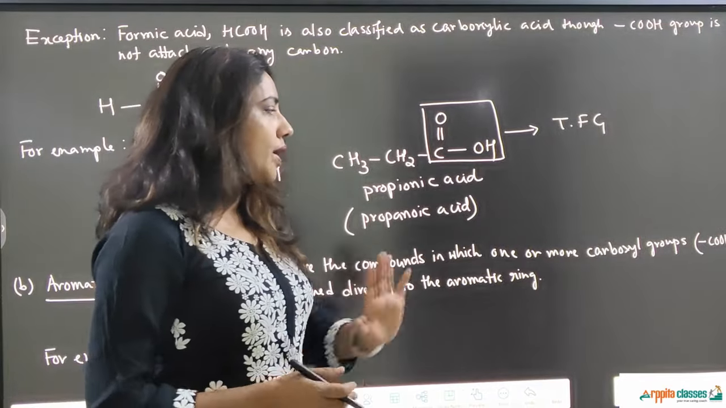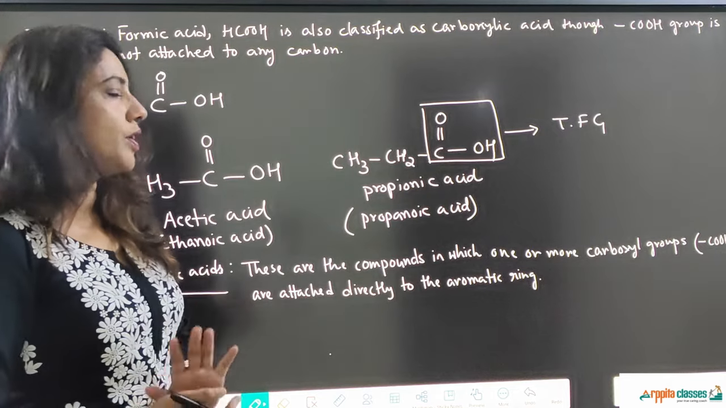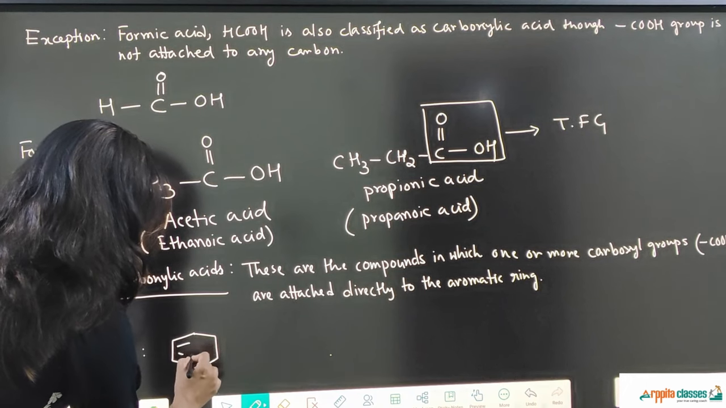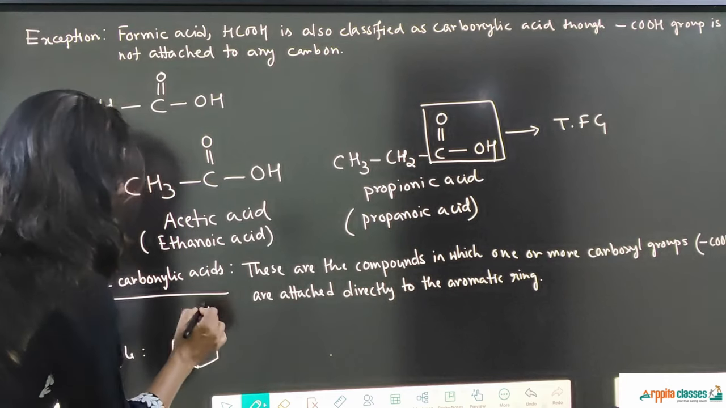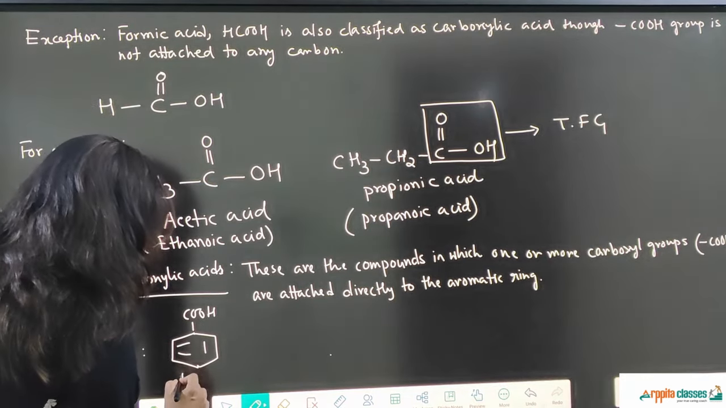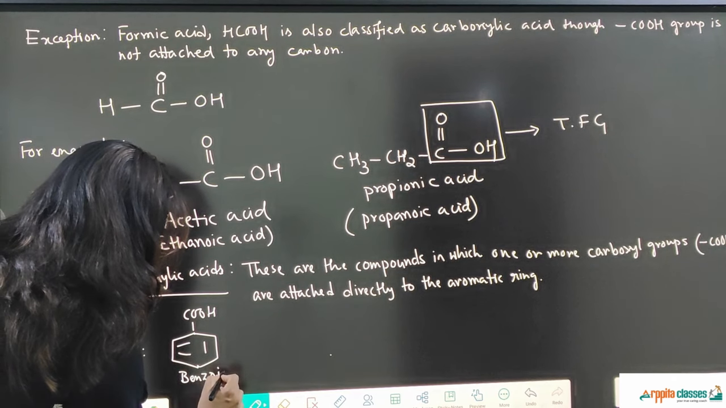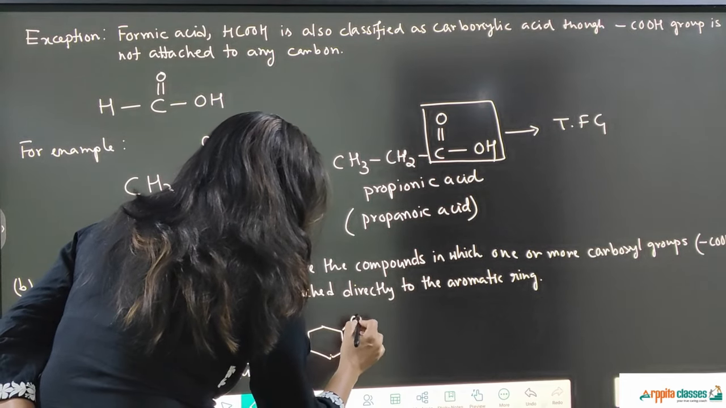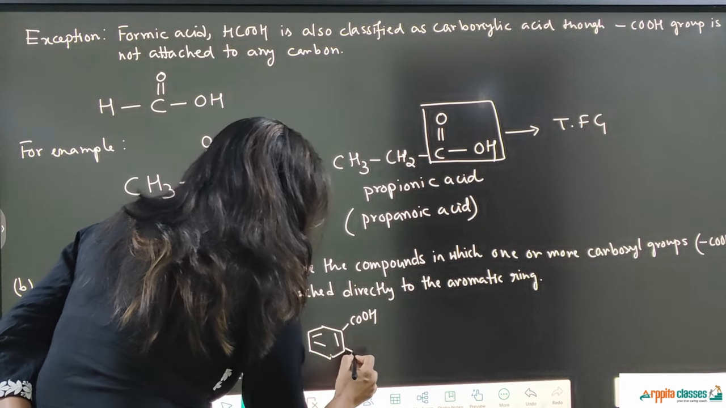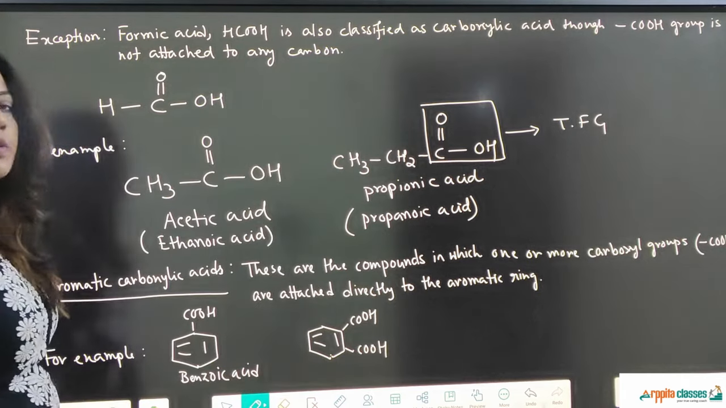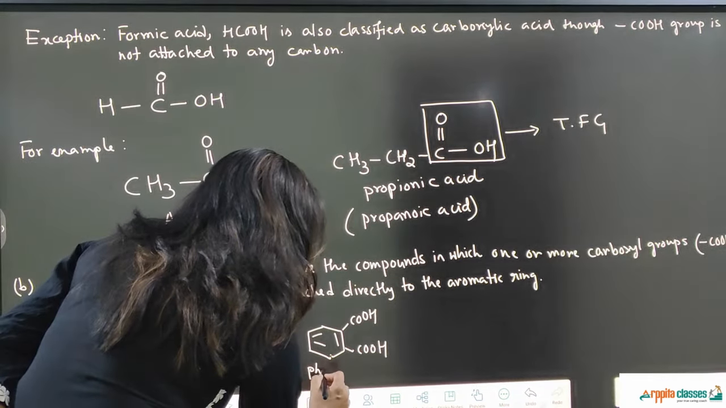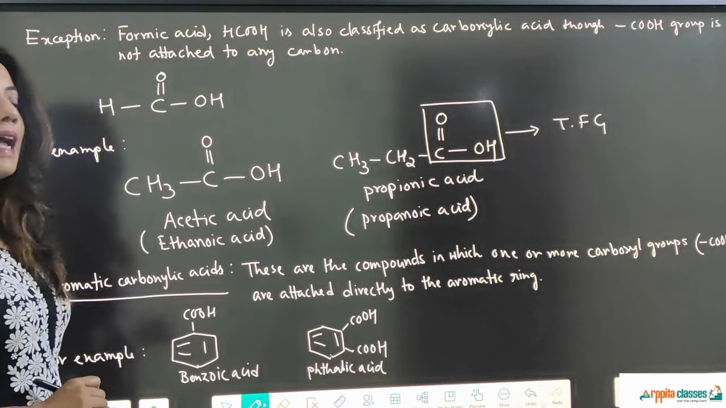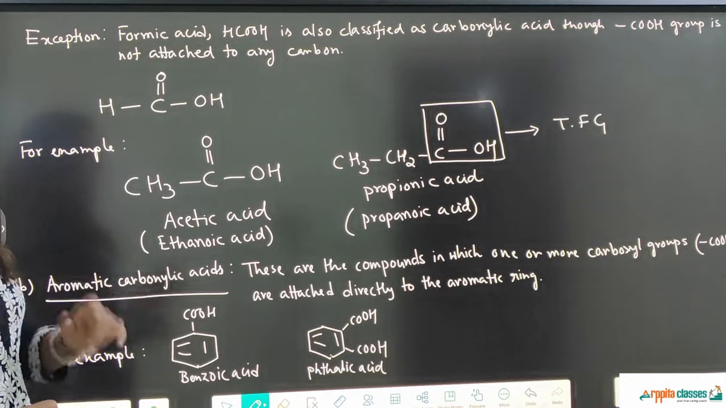These are the compounds in which one or more carboxylic acid groups are attached directly to the aromatic ring. So this is the carboxylic acid group attached to the aromatic ring. This is called benzoic acid. Okay. Similarly, suppose this is one COOH group attached to the aromatic ring. This is another COOH group. There are two COOH groups attached to the aromatic ring. This particular compound is called phthalic acid. So this way we can classify the carboxylic acid.